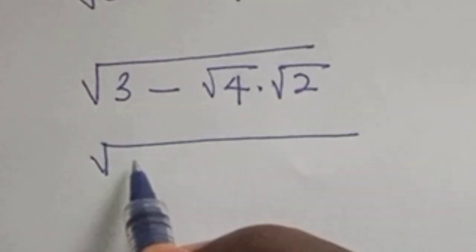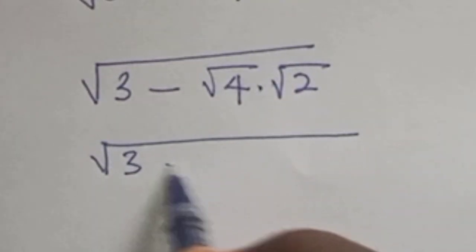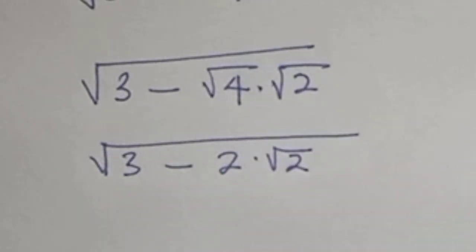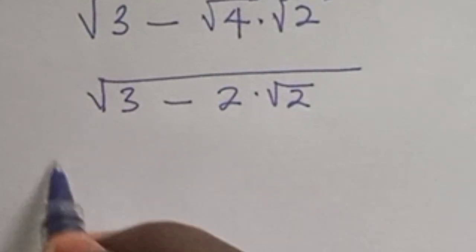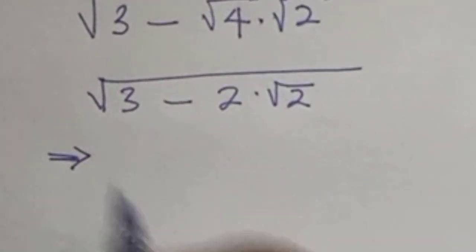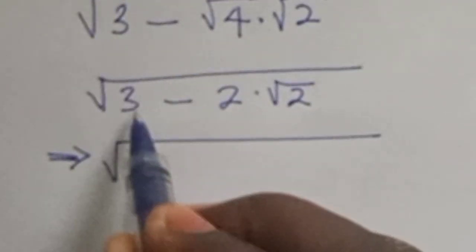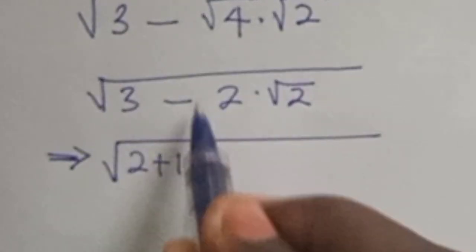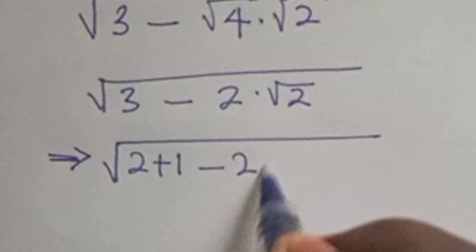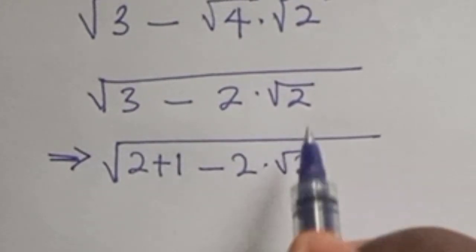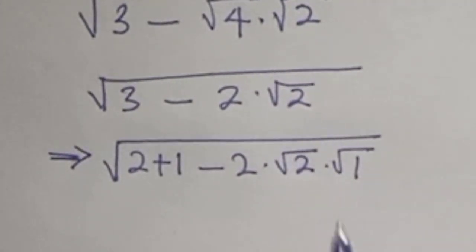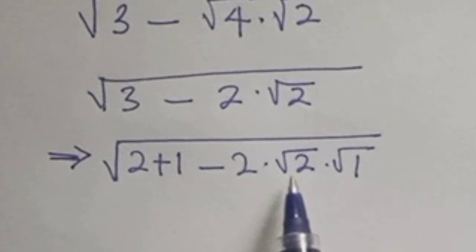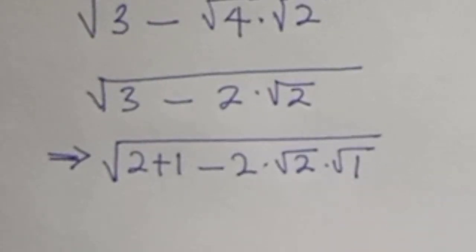And the next line will be square root of 3 minus square root of 4, which is 2, times square root of 2. And the next line will become: 3 can be written as 2 plus 1, so it is square root of 2 plus 1 minus 2 times square root of 2 times square root of 1, because square root of 1 is 1, times square root of 2 is the same as square root of 2, so we are fine.